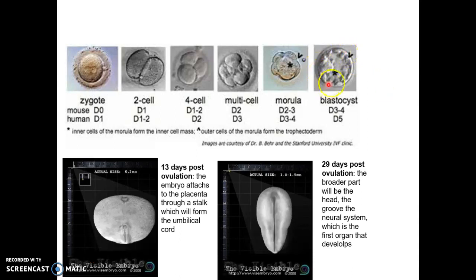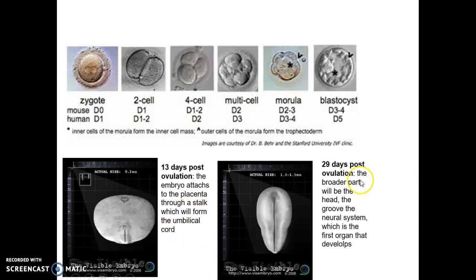The blastocyst is one very primitive stage of the embryo, and what you see here is not real, but it is a computer simulation. What happens? 10 to 13 days after the ovulation, the embryo attaches to the placenta. Okay, the placenta is a tissue in the inner uterus wall that will be the main source of food and energy for the embryo throughout the whole pregnancy, and the fetus and the baby. So it gets attached through a stalk, and this stalk will later form the umbilical cord.